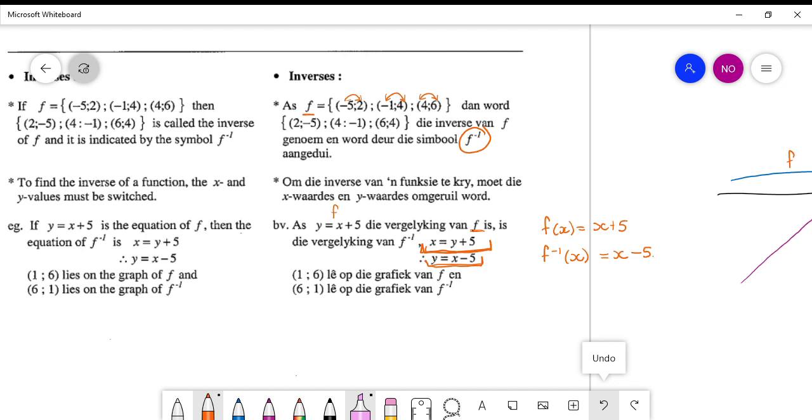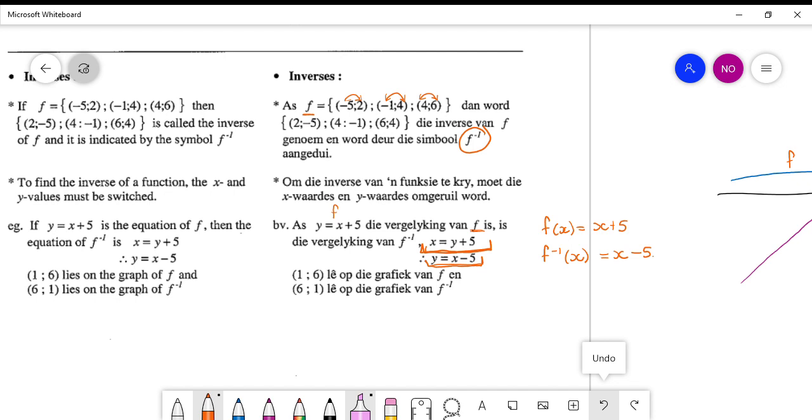You still have to get the y on the left-hand side. En sien julle, dan skryf ek net in plaas van dat ek skryf y is gelyk aan x minus 5, skryf ek die inverse van f is x minus 5. You swap the x and y, and then you manipulate it to get the y on its own. You don't swap it back. You move them around so that the y is on its own. Okay, good. This is important.